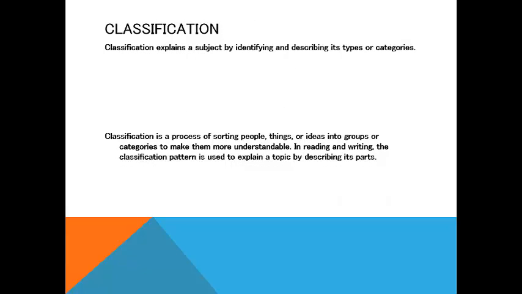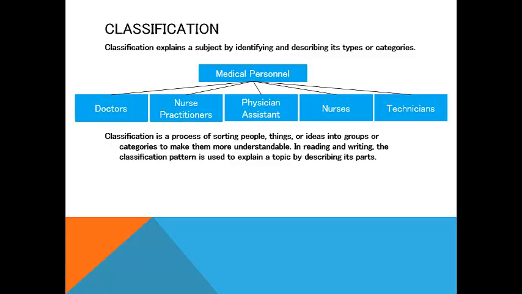Classification explains a subject by identifying and describing its types or categories. For instance, a good way to discuss medical personnel is to arrange them into categories, such as doctors, practitioners, physician's assistants, nurses, and technicians.